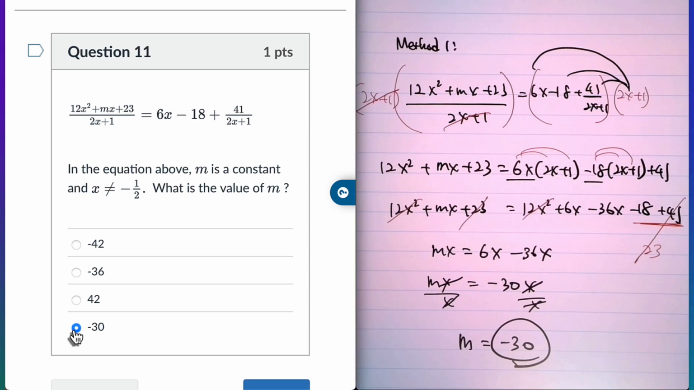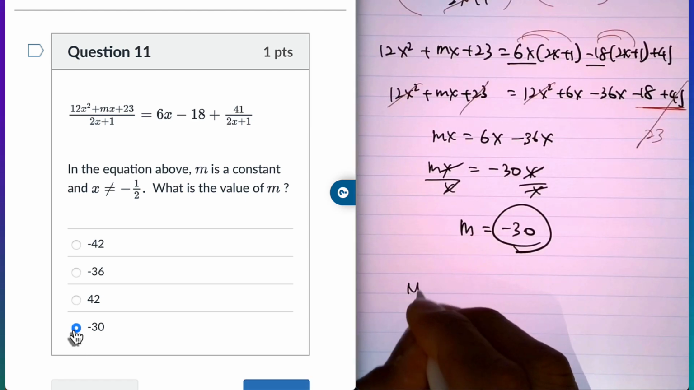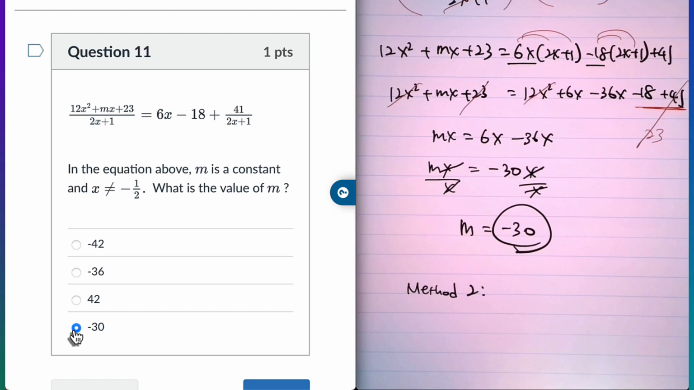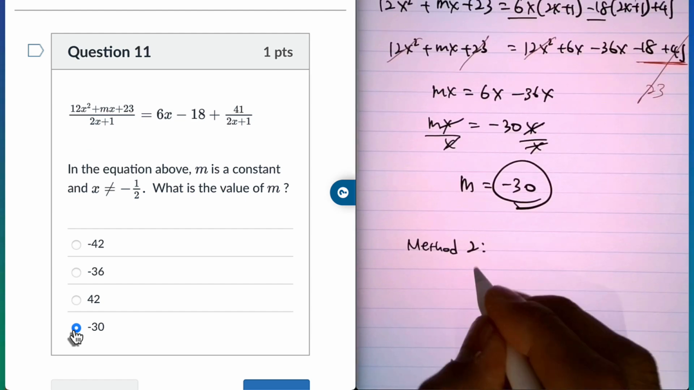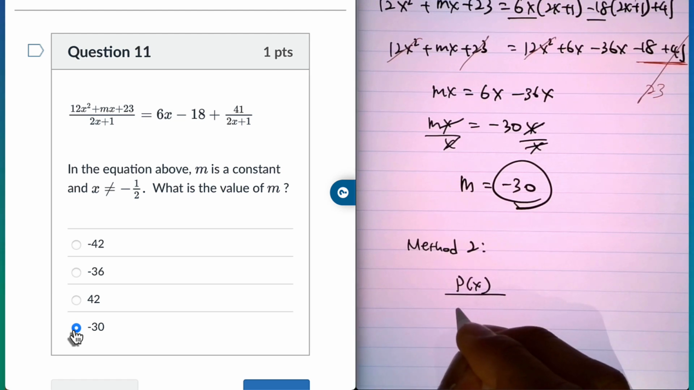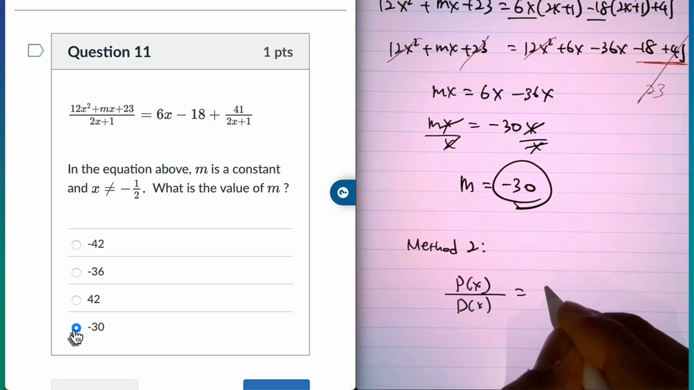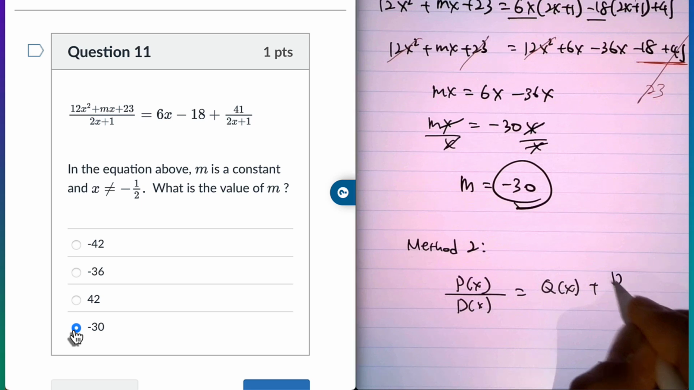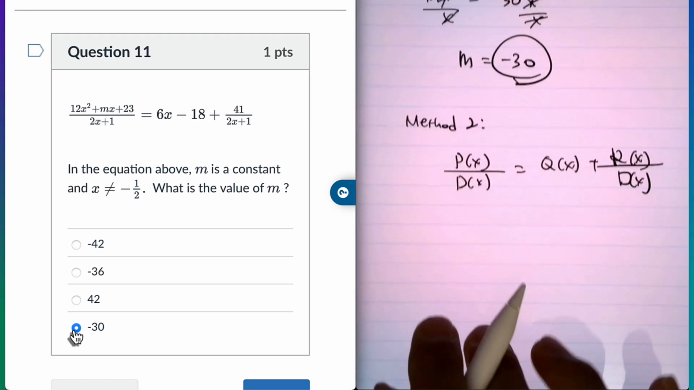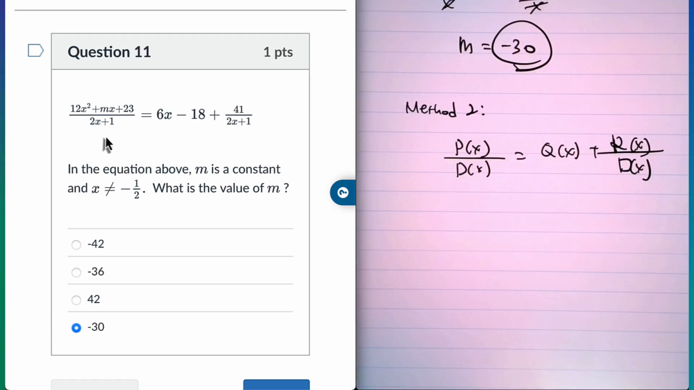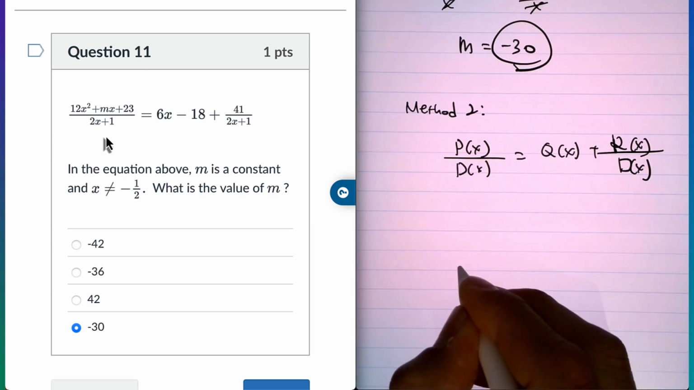So what's the other way? What's method 2? You can use synthetic division. Synthetic division can be worked when you have a polynomial over the divisor x, and here you have a quotient and the remainder over the divisor. But we have a 2x in front. So what I recommend is that you pull that 2 out.